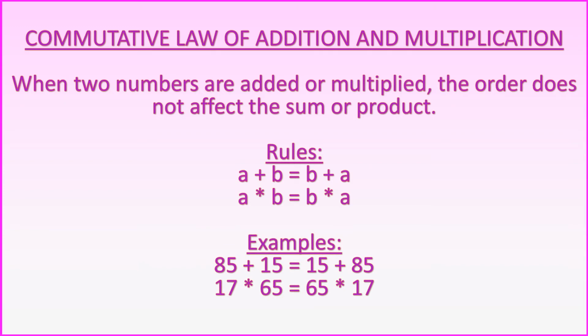In this law, when two numbers are added or multiplied, the order does not affect the sum or product. So, the rule is a plus b is equal to b plus a, and a into b is equal to b into a, where a and b are any two numbers. Examples are when we add 85 and 15, the result is the same as when we add 15 and 85. Also, 17 multiplied by 65 will give the same answer when we multiply 65 and 17.